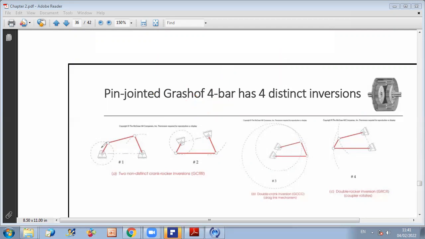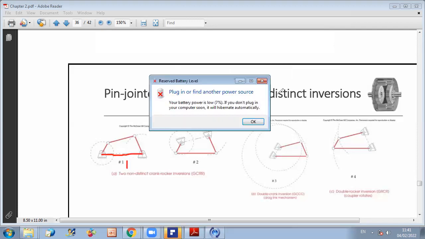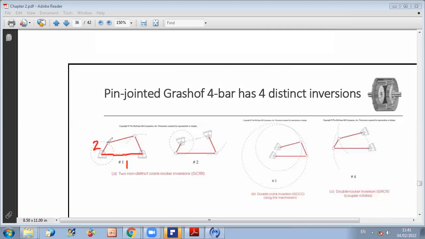It's very simple. We have a 4-bar linkage. Okay, the first inversion can be created by grounding this link. So if we say this is link 1, this is link 2, this is link 3, this is link 4, the first inversion is by grounding link number 1. And now the second inversion is by grounding another link. So for example, if I ground link 2, I obtain a second inversion. If I ground link 3, I will obtain a third inversion. If I ground link 4, I will obtain my fourth inversion.